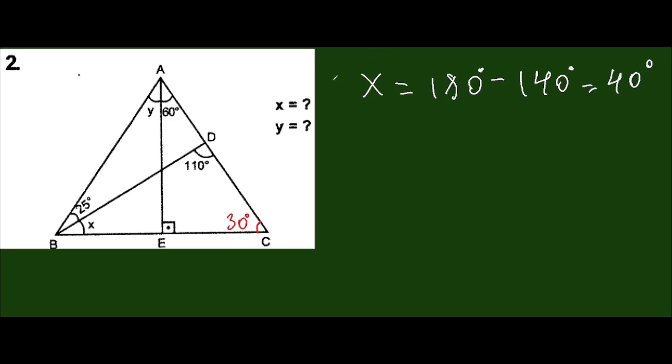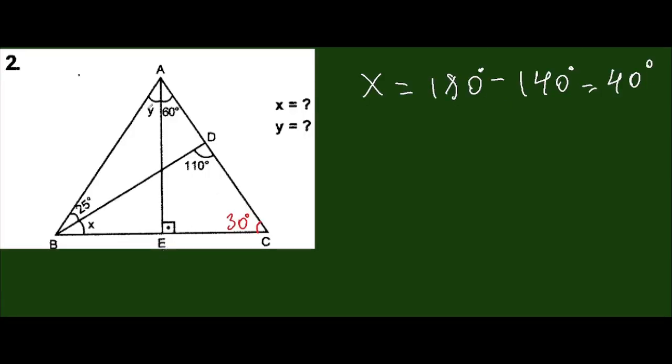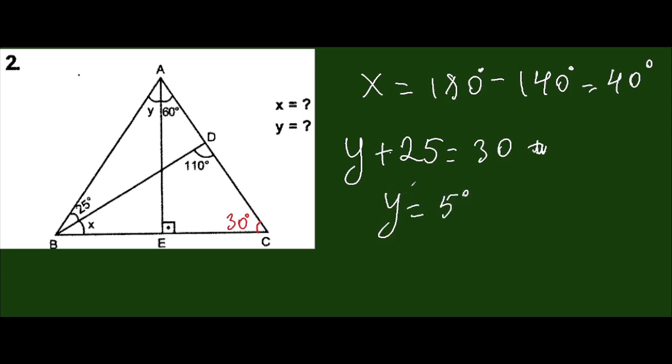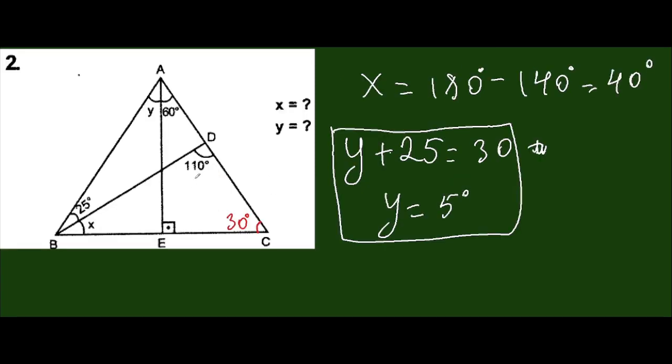Let's see if this secret is working or not. So y plus 25, we said y plus 25 is equal to 30, yeah? So from here we can find out y, and it will equal 5 degrees. Is it right or not? We will just prove it. If it works, then this secret is great. So we can find out this angle.